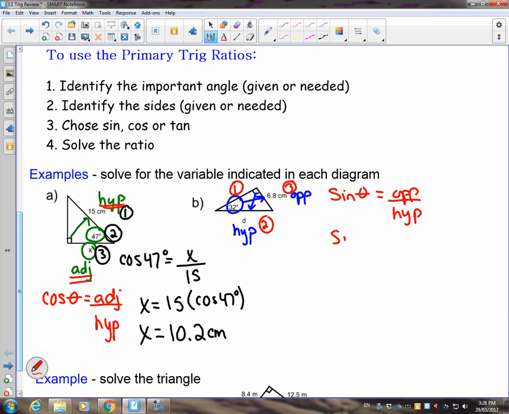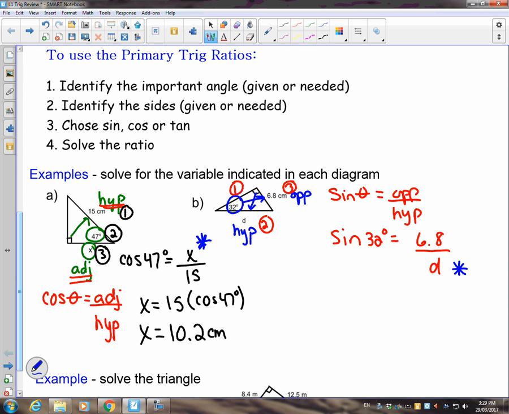So I fill in the angle with sine, 32 degrees. The opposite side is 6.8, and the hypotenuse is unknown. Be careful, this question's a little bit different than the first one. In the first one, the unknown was in the numerator. In the second one, the unknown is in the denominator. Mathematically, we're doing the same thing. We're doing the opposite operation.